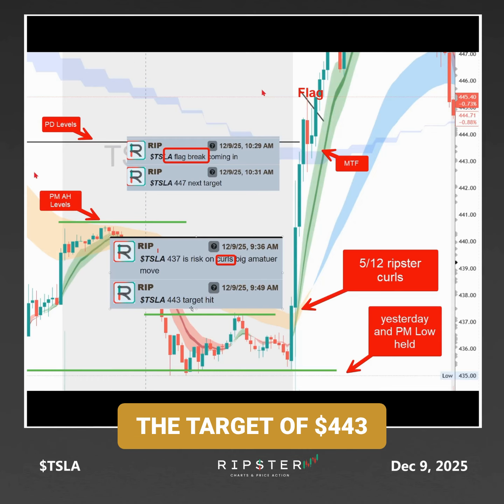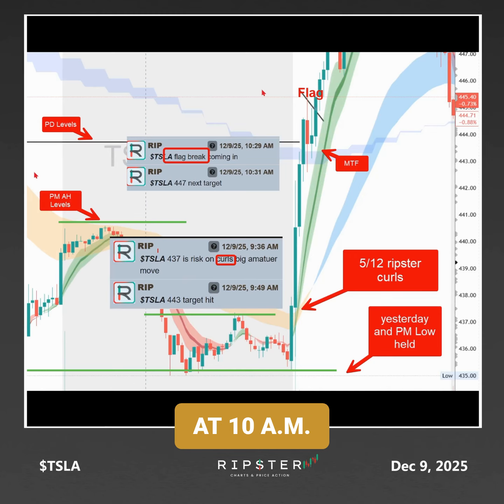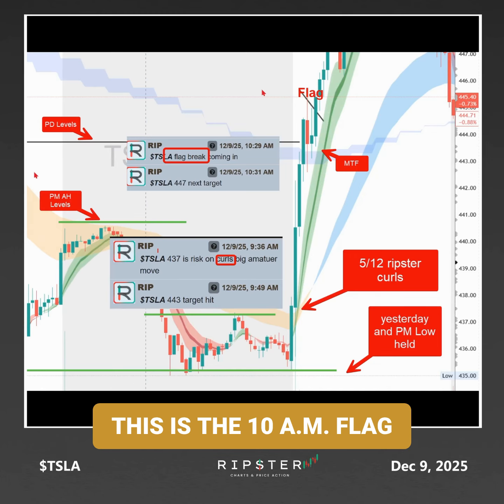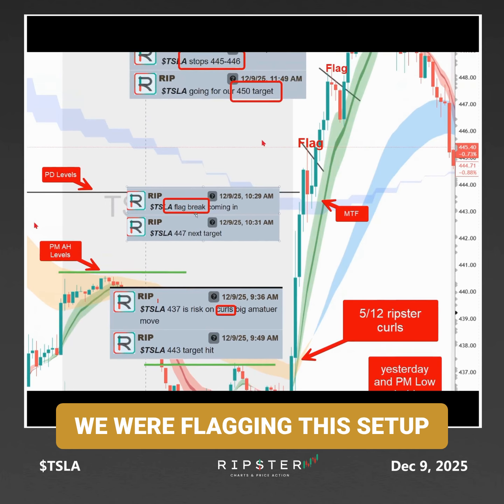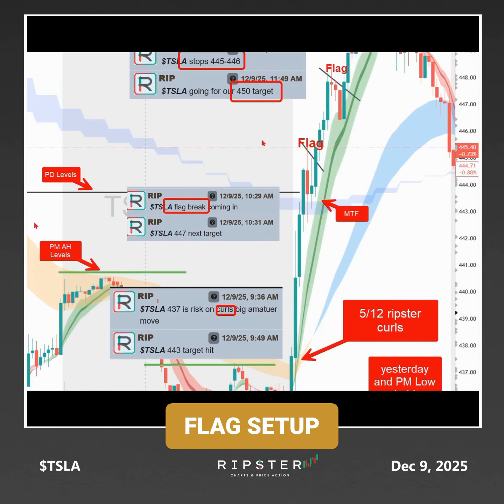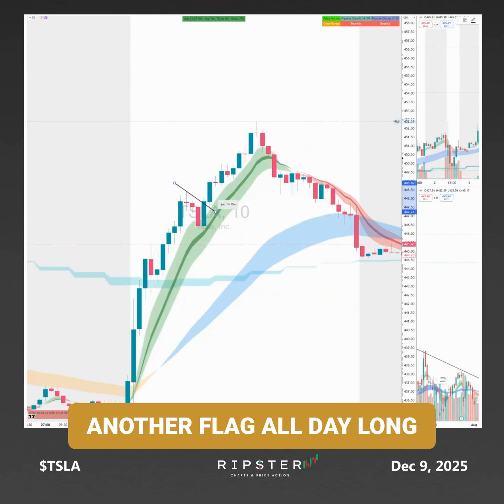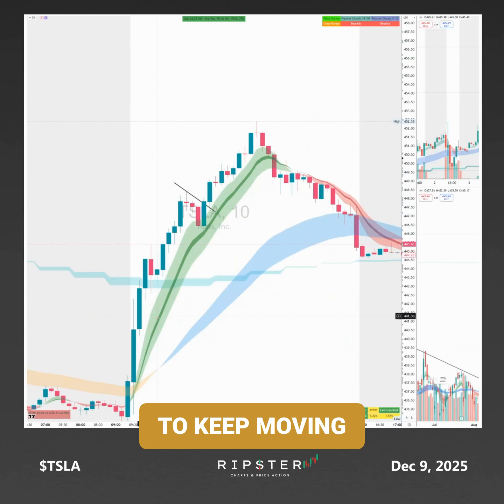So I gave the target of 443 to the traders and we hit the 443 target because it was an MTF cloud in the next 20-30 minutes. Then we were flagging at 10 a.m. You see, this is the flag. This is the 10 a.m. flag right here. We were flagging the setup and I told the traders flag breaking, hold it. This is my repeatable flag setup. So from that flag setup, we had another flag right here and then we had another flag all day long. So all you had to do was to keep moving your stops up.